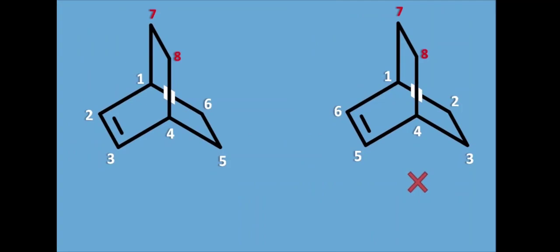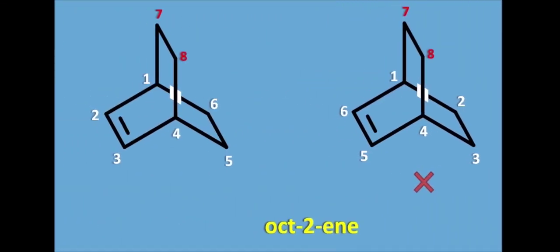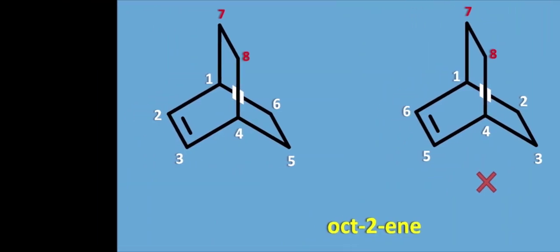So the name is octene, because here the total number of carbon atoms is 8, so octane, and one double bond lies between carbon 2 and 3, so the name of this compound is octene.